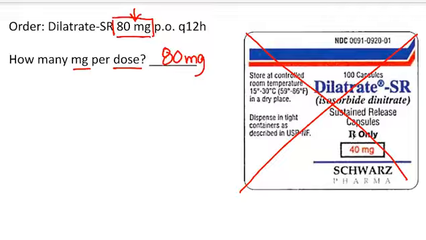So make sure reading this question first, what do I need to know, so you don't automatically start calculating how many tabs or milliliters you need, only milligrams per dose. So stay on target, stay focused, and save your time.